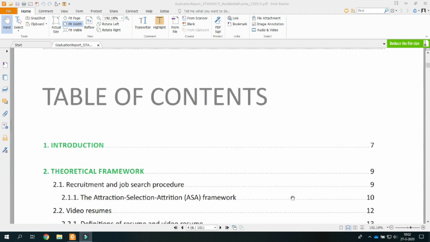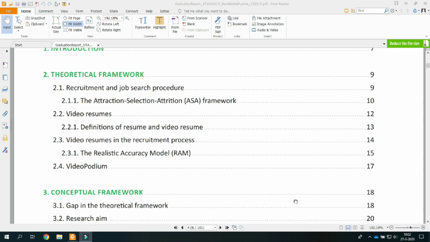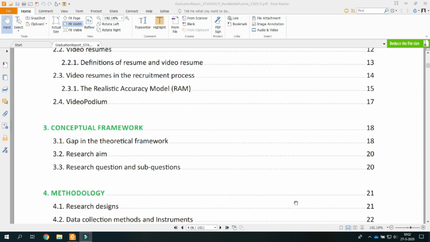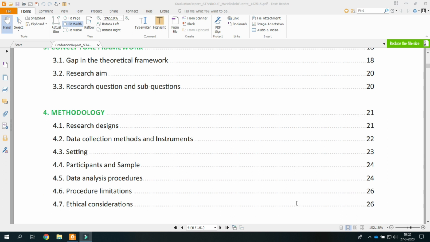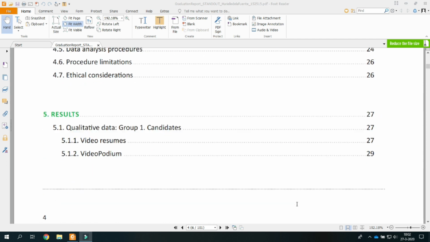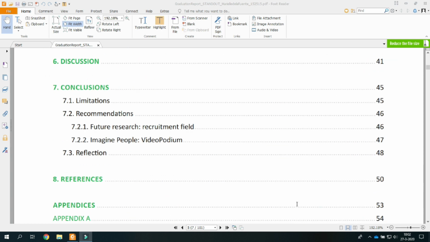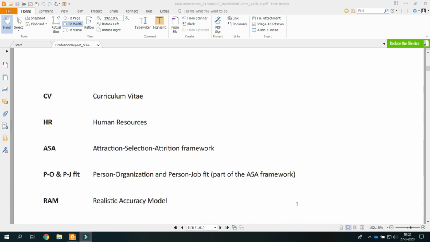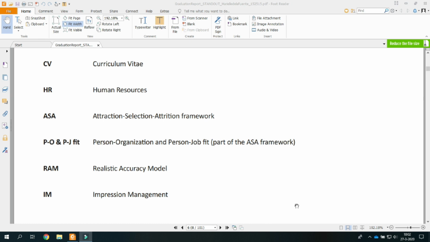So, table of contents. Don't forget the table of contents. So, in the table of contents, you have the main chapter, so the introduction, theoretical framework, conceptual framework, maybe, methodology, and that is it for your research proposal. Results, etc. are left out for you. List of abbreviations that she used in the research proposal or in the research report can be added as well later on.